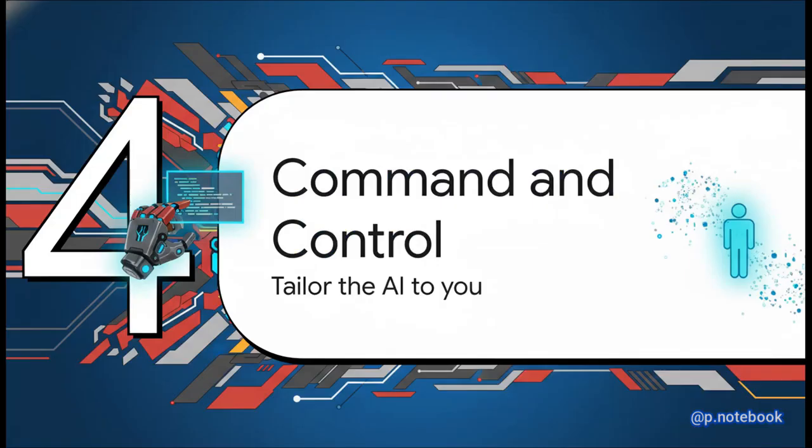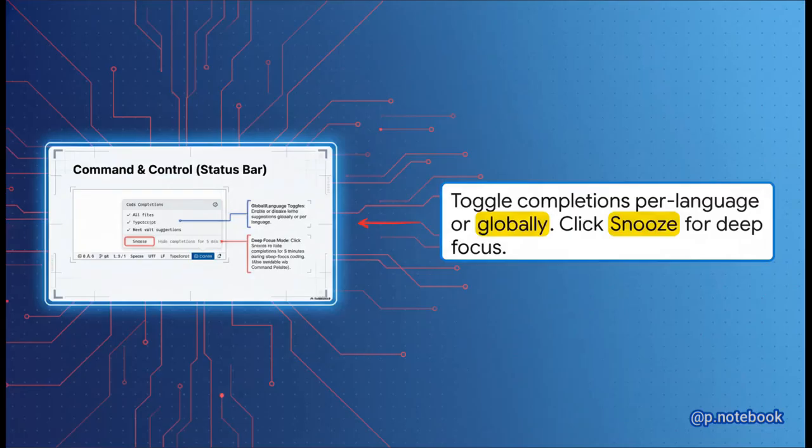Okay, so we've got this incredibly powerful tool working right alongside us. The final step is to make it truly yours. This is all about command and control, tailoring the AI so it fits your personal workflow like a glove. You've got some powerful controls right there in your status bar. Quick and easy. You can turn completions on or off for everything, or just for the language you're working in. And my personal favorite feature is snooze. If you really need to get in the zone for some deep focus coding, you can click this to silence all the suggestions for 5 minutes. It's all about having the AI there when you want it and quiet when you don't.